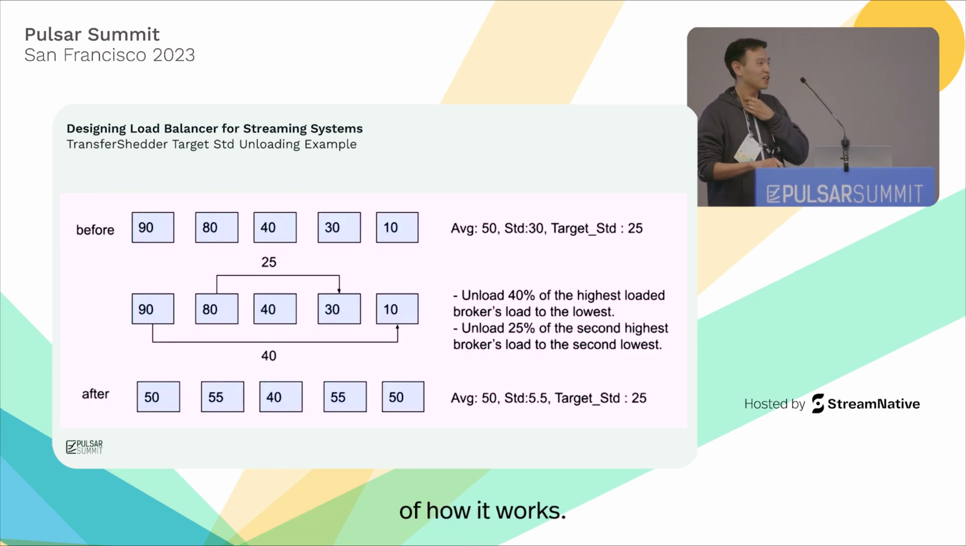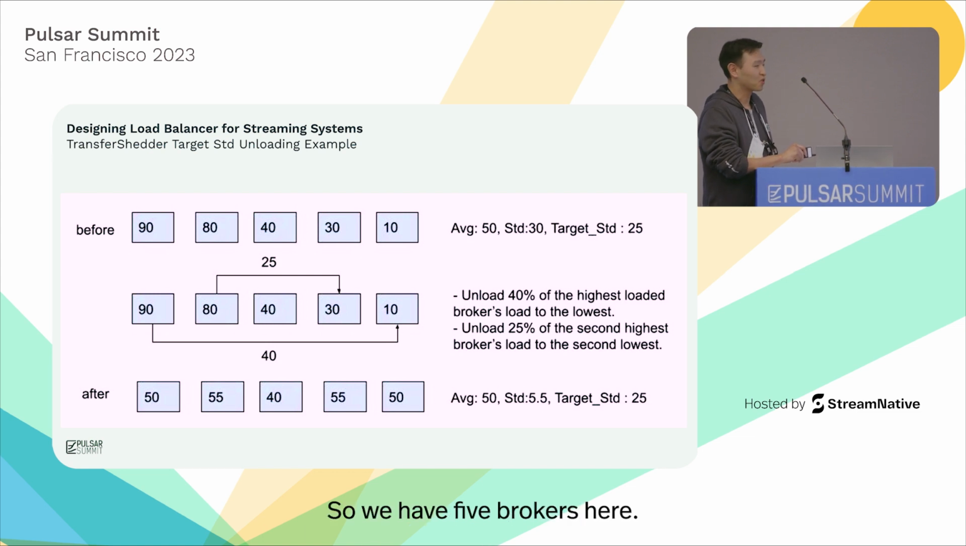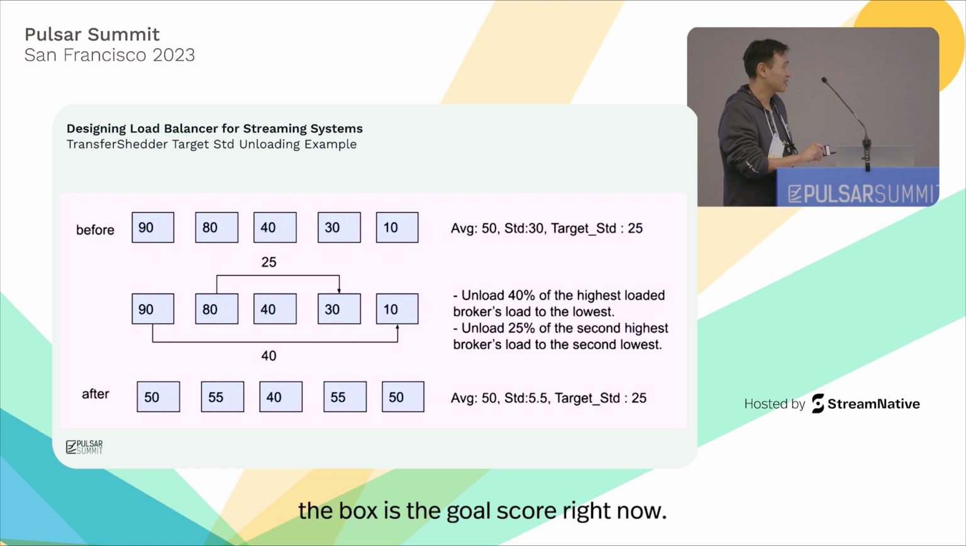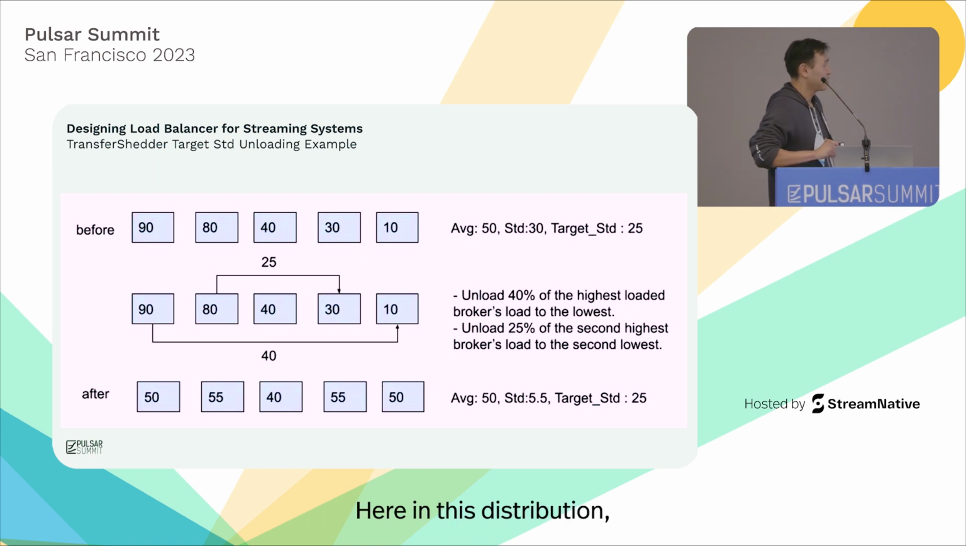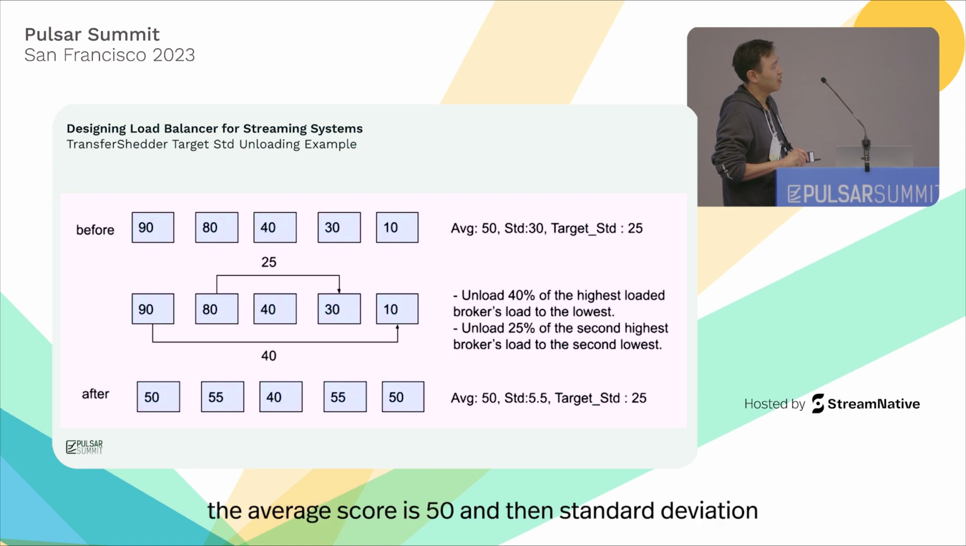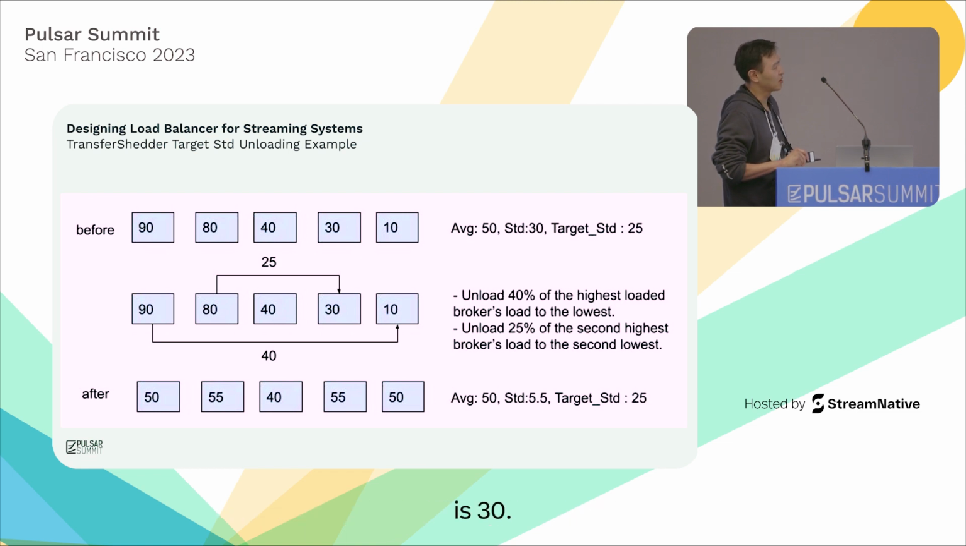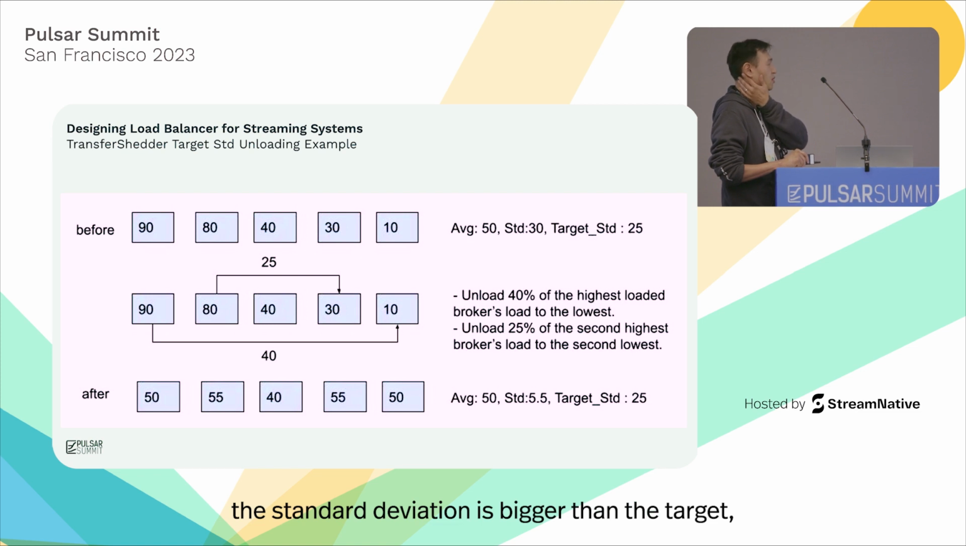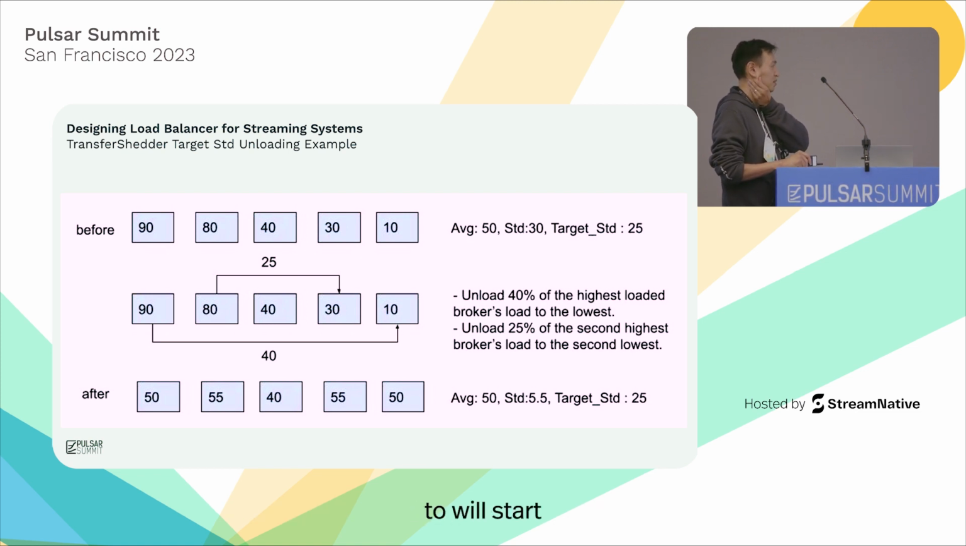Let me give you some examples of how it works. The box means the broker, so we have 5 brokers here. The number inside the box is the current load score. The first broker is pretty overloaded, with like 90% resource usage. In this distribution, the average score is 50, and the standard deviation is 30. Let's say our target standard deviation is 25. Because the current standard deviation is bigger than the target, TransferShedder will try some unloading procedure.